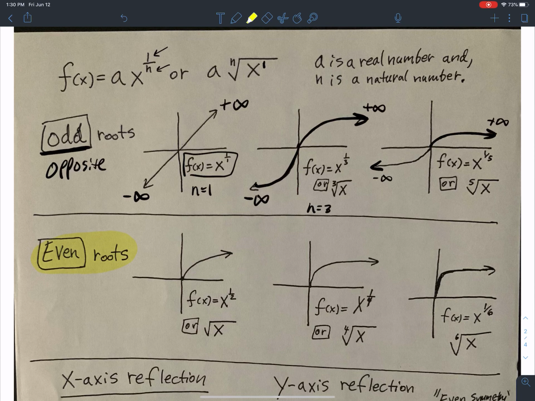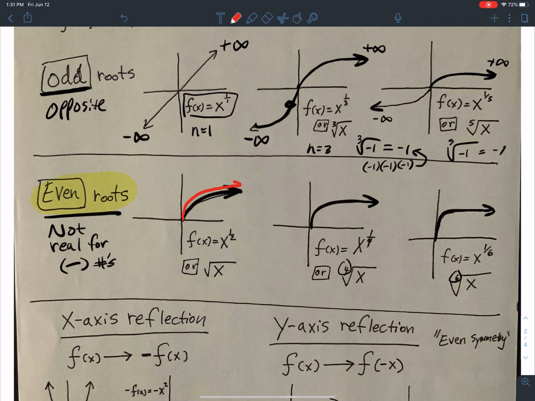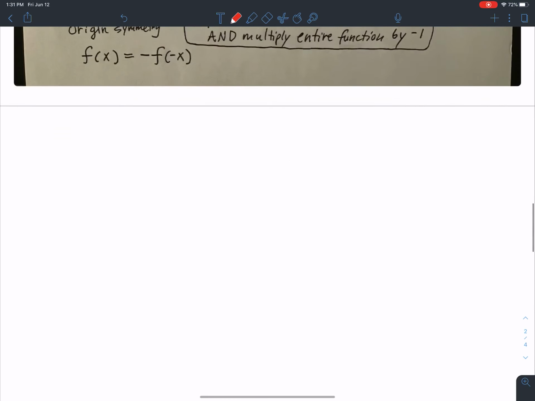But the even does not work for negatives, okay? Not real for negative numbers. So we're only going off on one side here. Now the only difference is as my index increases from 4 to 6 to 8 and so on, the steepness, okay, it gets steeper. All right, let me actually try to draw this a little better.